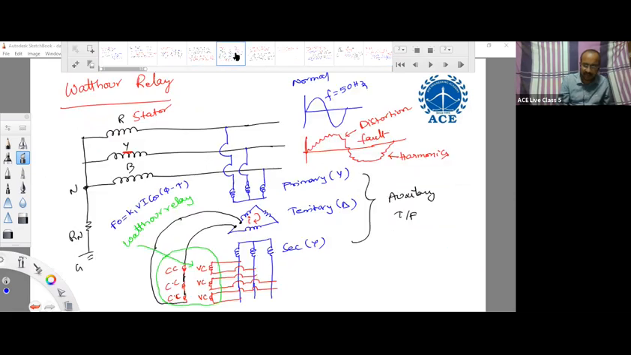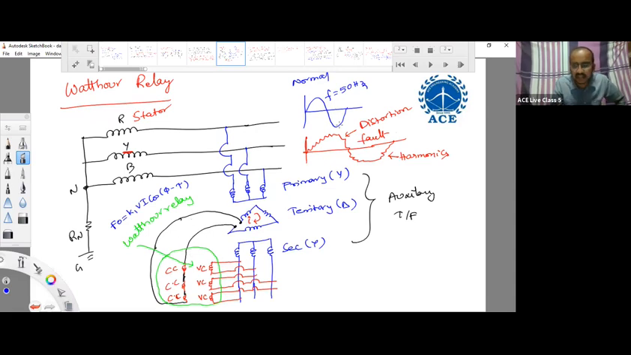Here, if you observe, this watt-hour relay consists of voltage coils and current coils. To excite these coils, we use an auxiliary transformer with primary, secondary, and tertiary. It is a 3-winding transformer. Primary is directly connected to the alternator winding output. On the secondary side, voltage coils are connected. On the tertiary side, we connect the current coils.